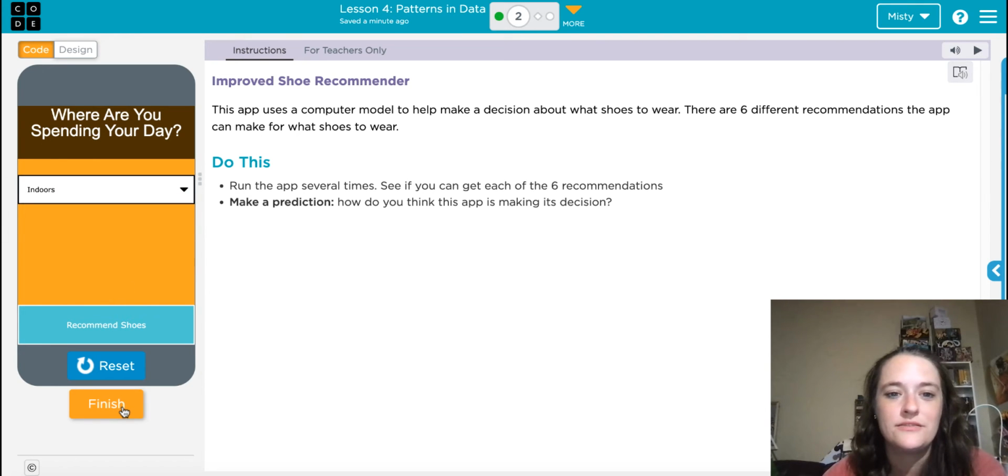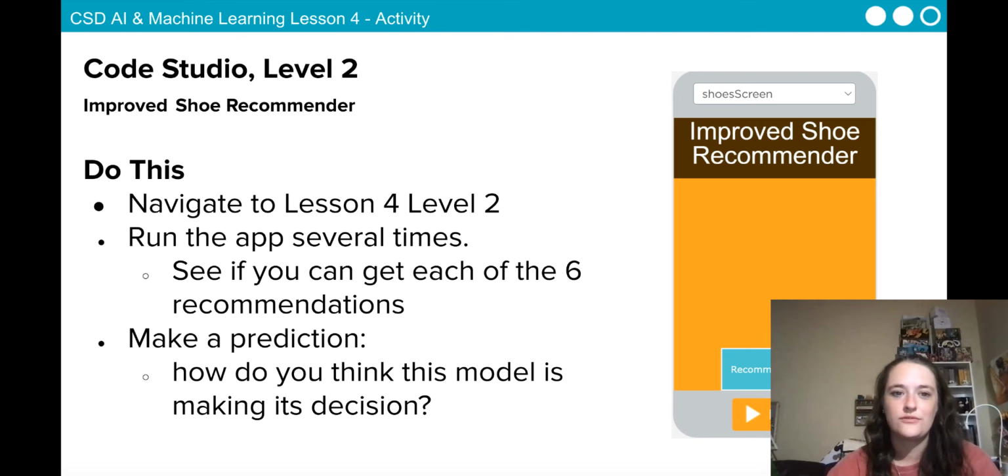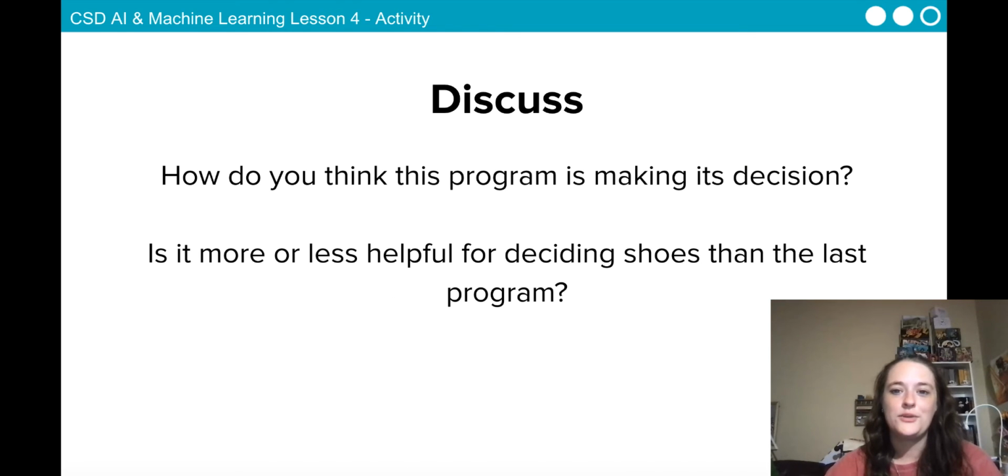So keep going, and then I want you to think about how you think this improved shoe recommender is making its decision. Is it more or less helpful for deciding shoes than the last program? So pause the video here if you need to finish playing around to see if you can get all 6 options.